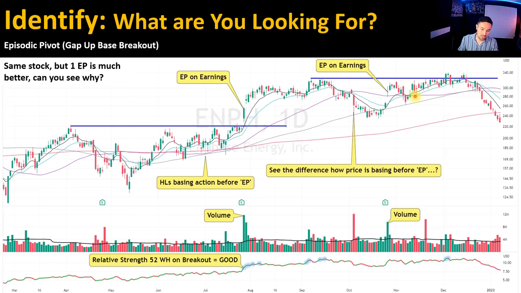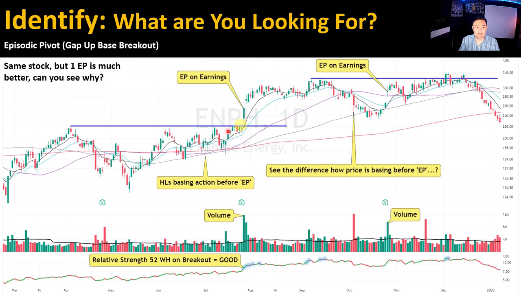So here we have Enphase Energy. We have two EPs on the chart. We have one here, we have one here. Which one do you think is the better one, given everything that I was just teaching you? Well, the first one here, what does it do? The stock's building a decent-sized base, starts building higher lows in the base, albeit a bit choppy, does start to tighten up here, the relative strength is good, and then it EPs on good volume, 52-week highs coming through, clears the base highs, so that's the overhead resistance, and it's above all the key moving averages. Interesting. That's a very good EP.